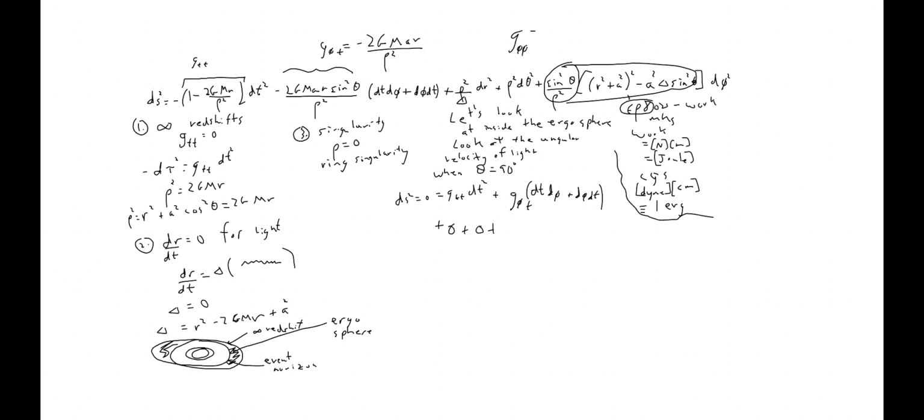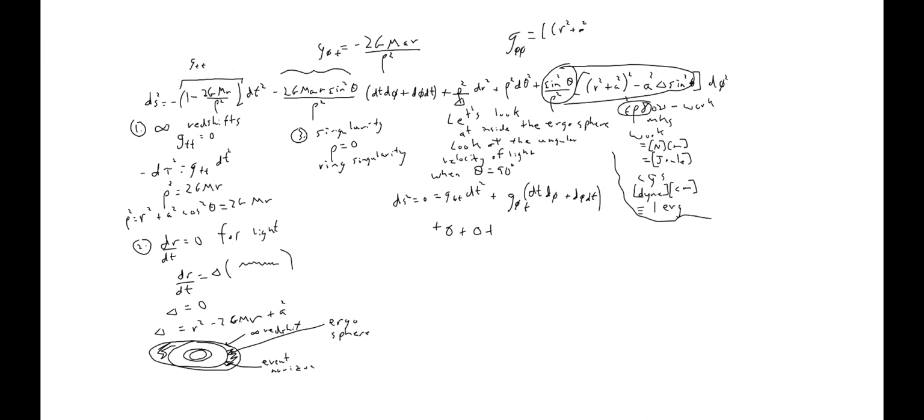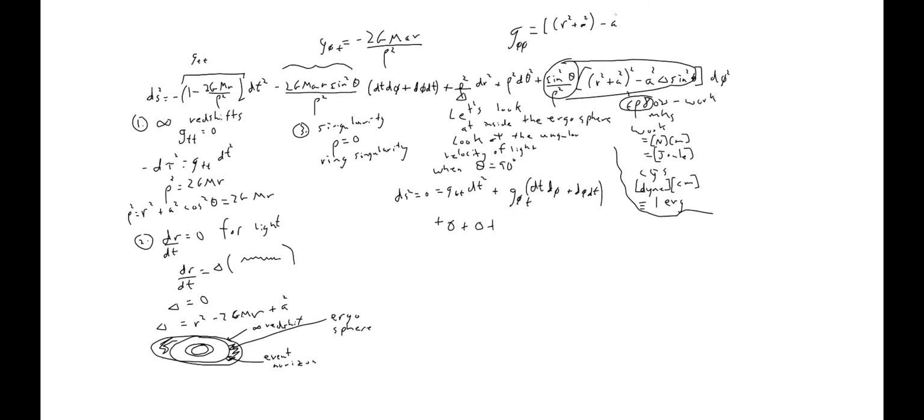And again, my sine of theta is going to be 1. So this will become R squared plus A squared minus A squared delta. And again, my sine there is 1, all over rho squared. So this will become plus G phi phi d phi squared. Does that make sense?